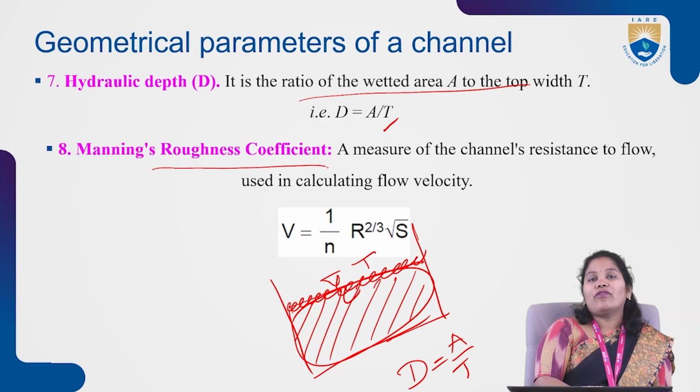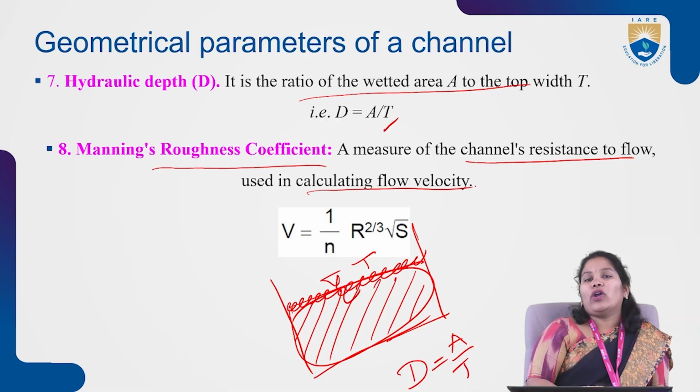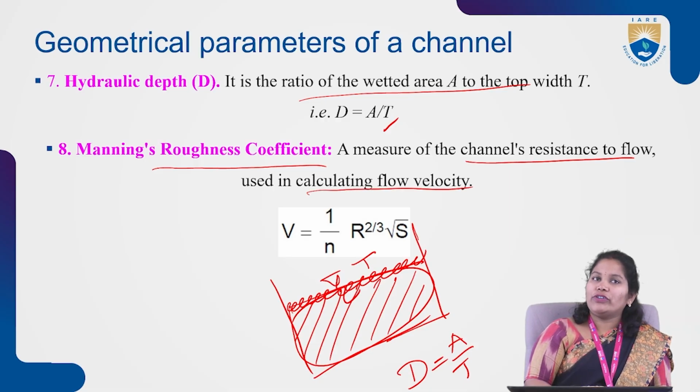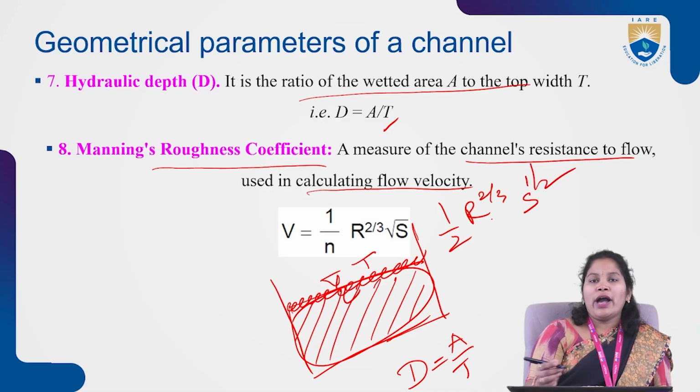And what is Manning's roughness coefficient? The roughness coefficient is a measure of channel resistance to flow, used in calculating the flow velocity. When you calculate the flow velocity, we use Manning's equation. What is that Manning equation? V is equal to 1 by n, R to the power of 2 by 3, S to the power of 1 by 2. This is your velocity using Manning's equation.